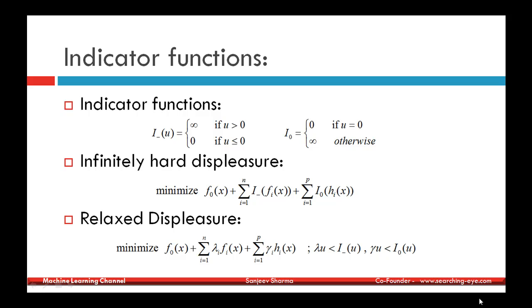When the primal problem is very hard to solve, or it's insolvable with the given constraints, then we form the dual problem, and we solve the dual problem, and we find a lower bound on the optimal value of the primal problem.